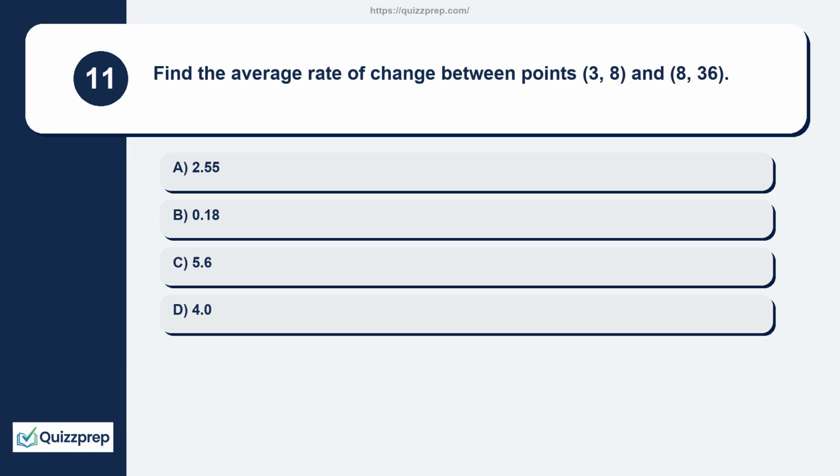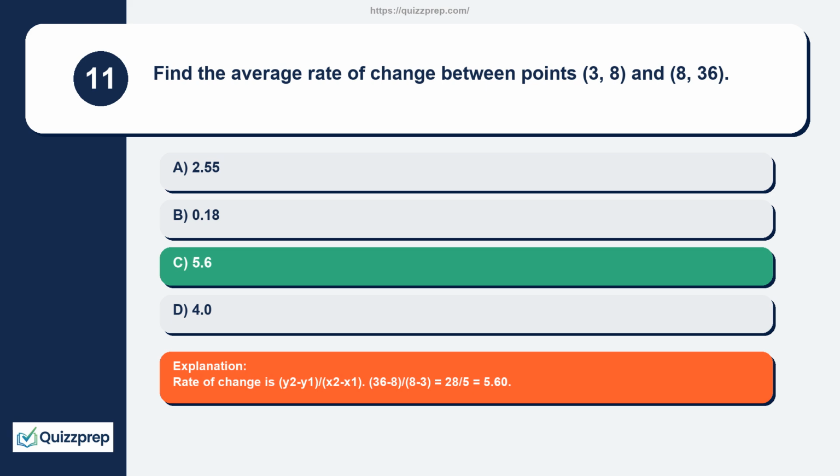Question 11. Find the average rate of change between points (3, 8) and (8, 36). Options: 2.55, 0.18, 5.6, 4.0. Rate of change equals (y2 - y1) / (x2 - x1). 36 minus 8 over 8 minus 3 equals 28/5 equals 5.60.